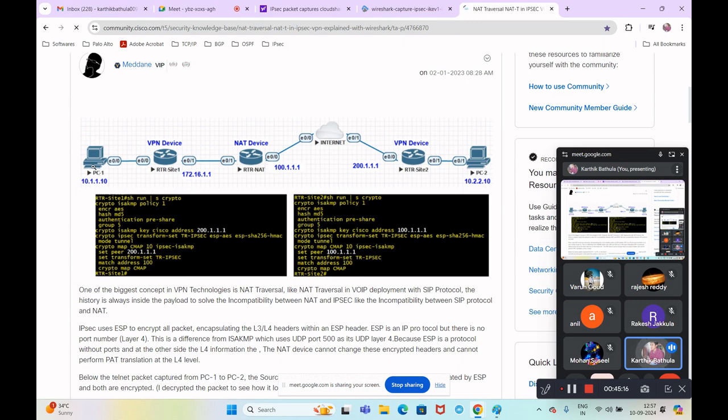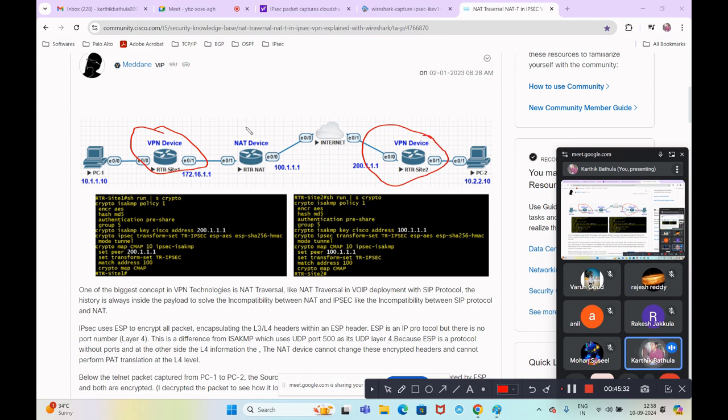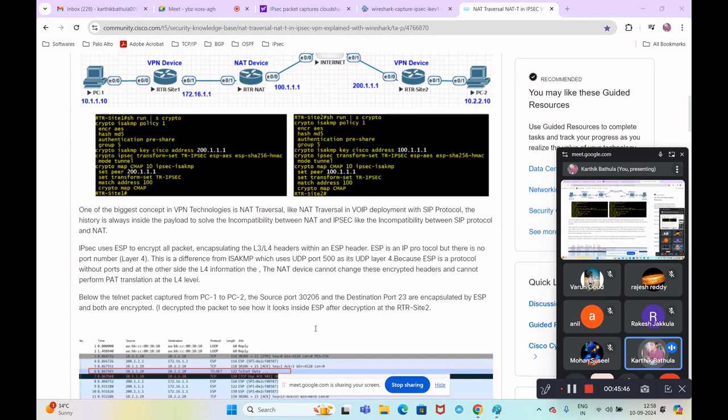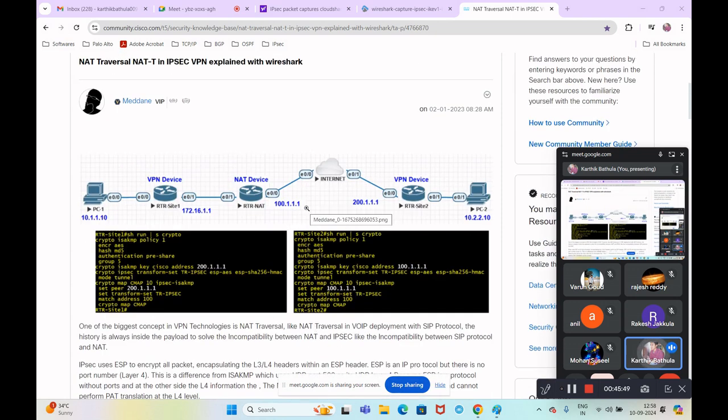This is a very good diagram that you can understand. This is one VPN device, and this is another VPN device, where there is a NAT device in between. Consider this as site 1 and this as site 2. There is a NAT device in between site 1 and site 2, and they are going to exchange messages to form the IPsec tunnel. So this NAT device will interfere in between.